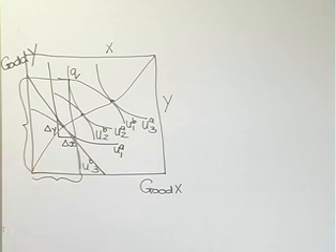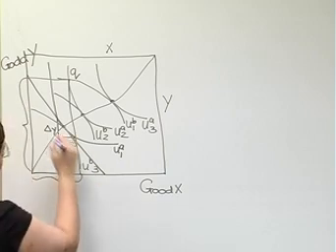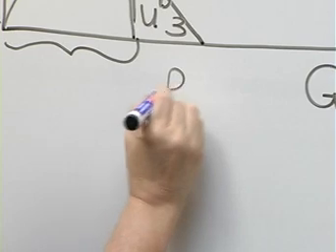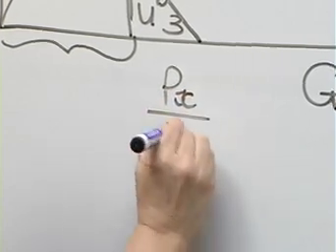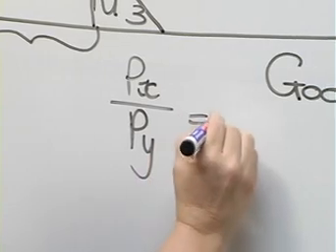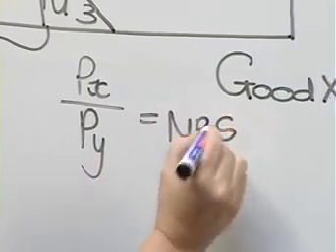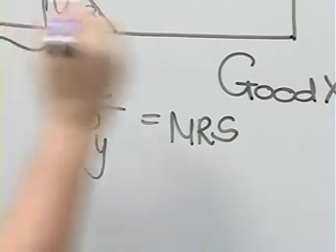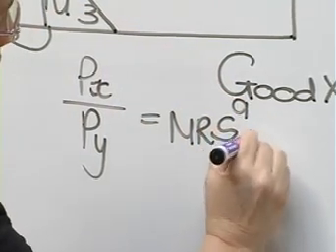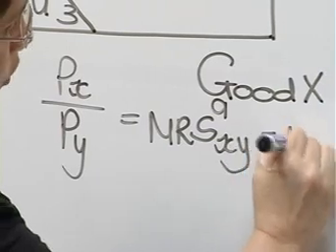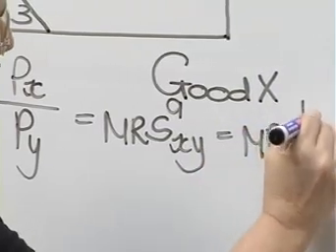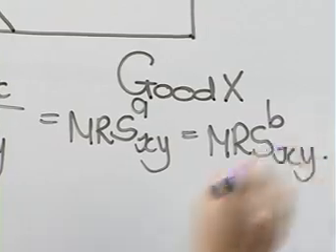So remember, condition 1 was efficiency in production. Condition 2 is efficiency in consumption, very important. And with this, the equation that's going to be important is that you remember that this line, Px over Py, will be equal to the marginal rate of substitution. In this case, it will be MRS of A for good XY equals marginal rate of substitution of B for good XY.